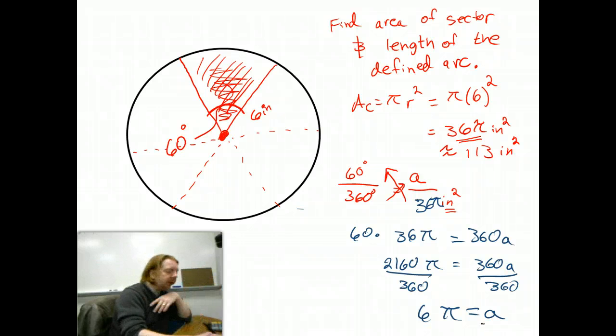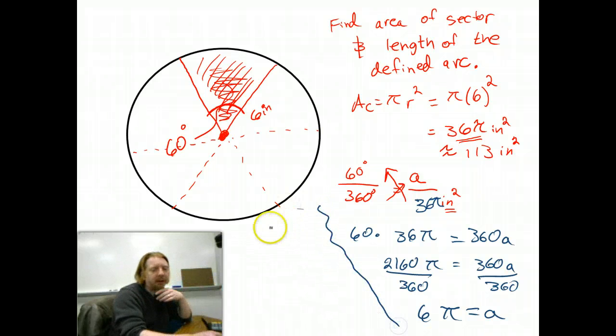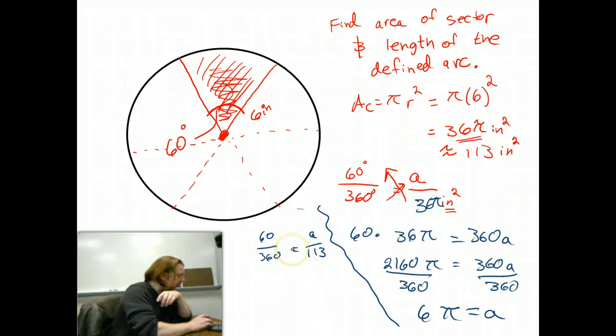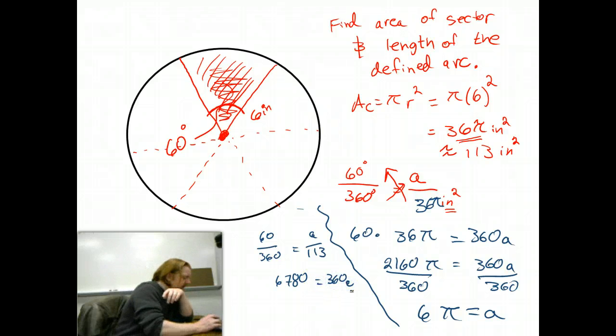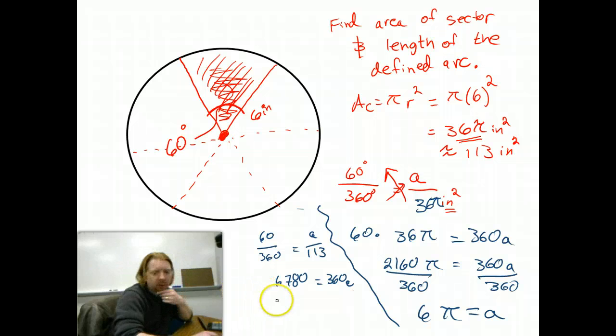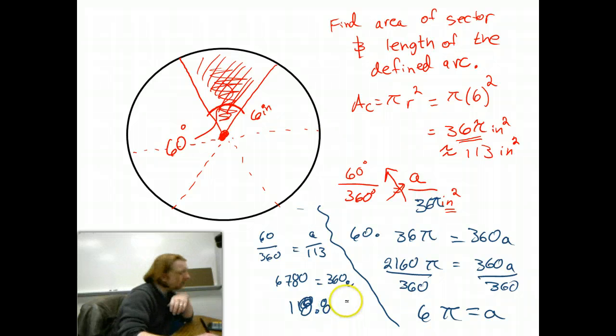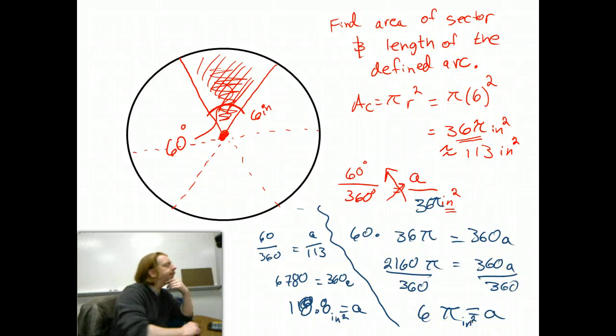Now, if you work strictly in terms of decimals, you're like, screw that pi, I'm not good at it, I don't want to do it. Me: 60 over 360 equals a over 113. Cross multiply. 113 times 60 gives me 6780 equals 360a. Divide that by 360. And lo and behold, I get that 18.8 equals a, which is actually what I would get if I take 6 times pi.